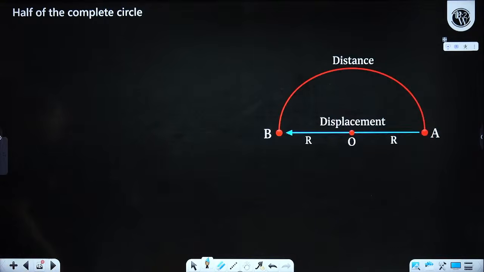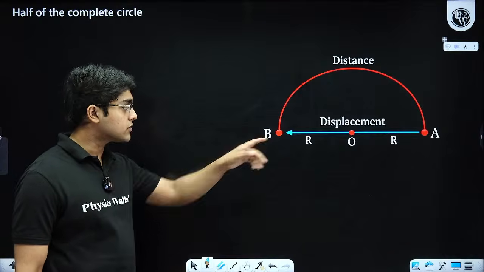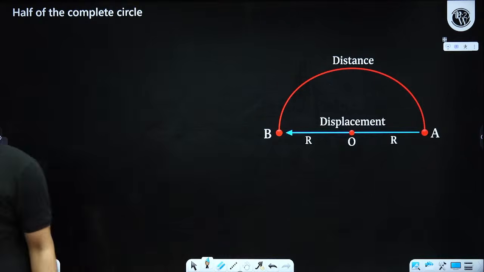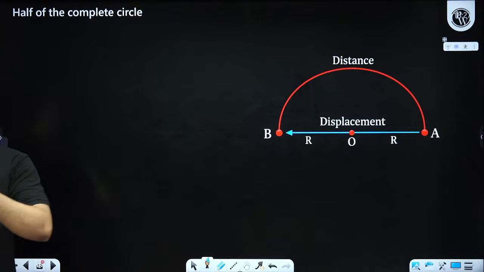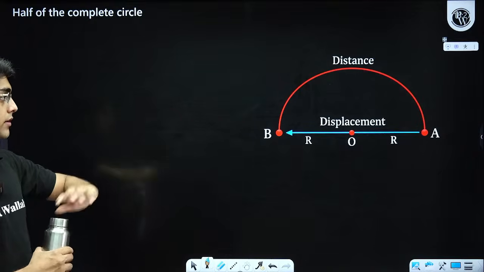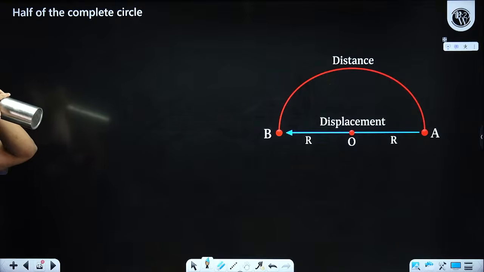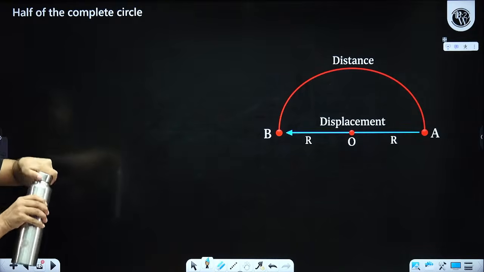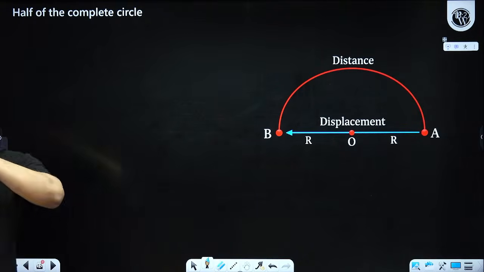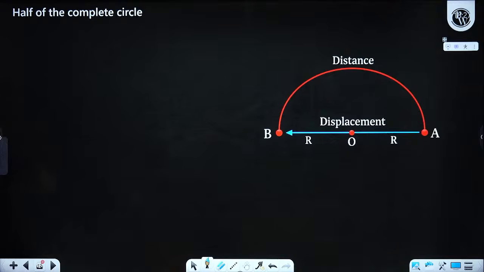Next is the semicircle. So tell me the answer for this. So now the journey is over half the circle. So what is the answer for this?